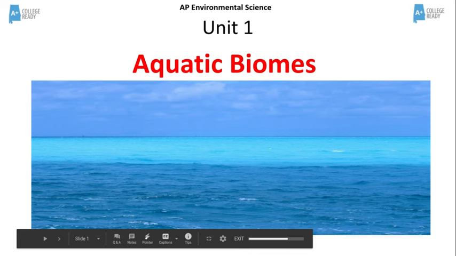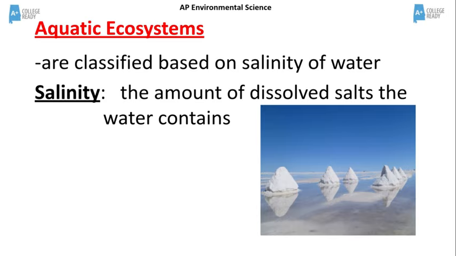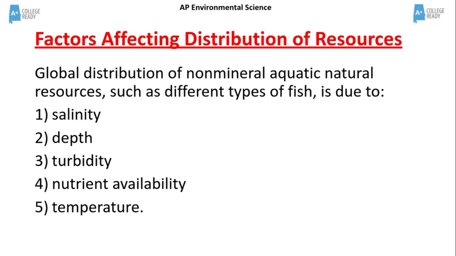Aquatic ecosystems are classified based on the salinity of the water. Salinity is a measure of the amount of dissolved salts the waters contain. There are several factors that affect the global distribution of aquatic resources. Salinity is one factor. Some fish are only found in water with high salt content. They are adapted for life in this salt concentration and will not survive in water with the lower salt concentration.